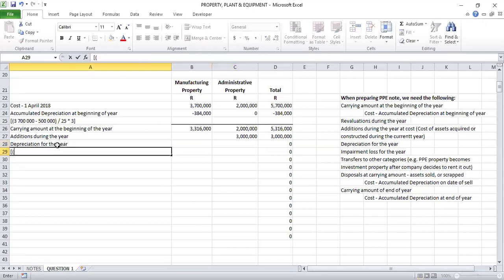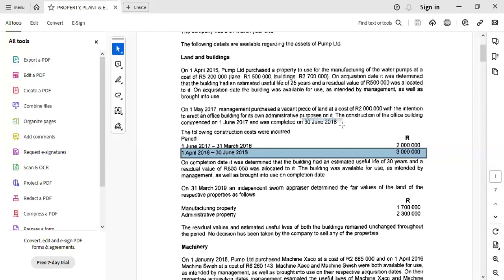Our manufacturing property will still have 3.7 minus 500,000. Then divide by 25. But now we're looking for the depreciation for 1 year. So we will not multiply by 3 this time. We're now looking at the depreciation for the current year. Then for the admin property, for the current year, it now has to be depreciated. Why? Because by 30 June, it had now been ready for use.